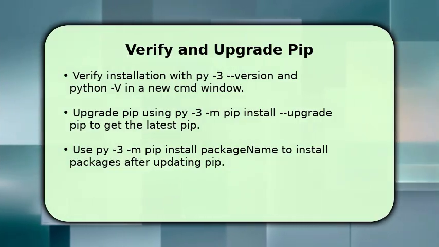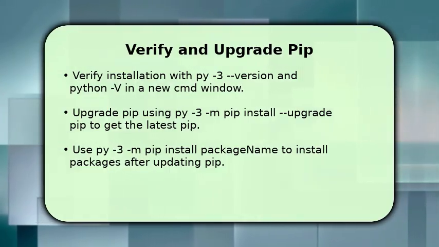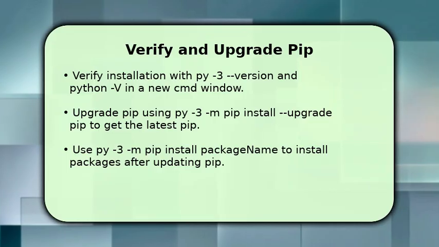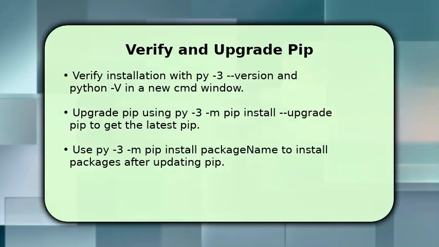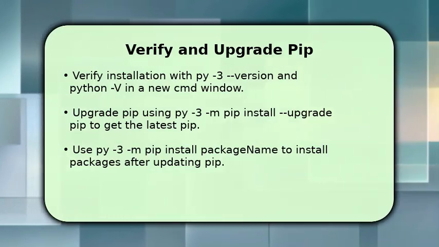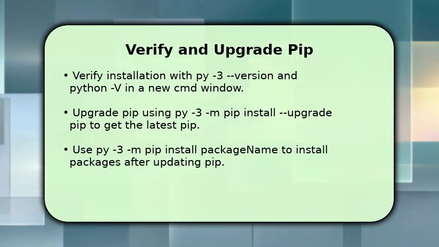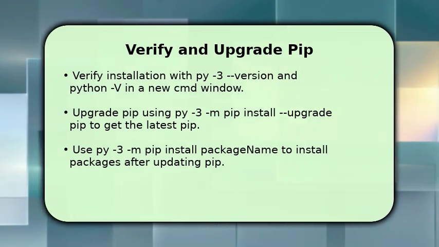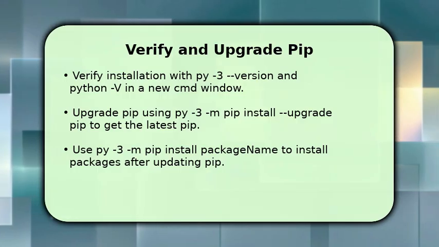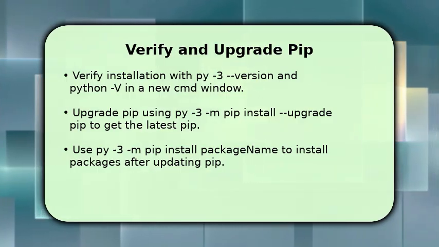Verify installation by typing pip3 --version and python -V and pressing Enter. Confirm the version matches the installer, for example 3.11.6. Upgrade pip immediately by running python -m pip install --upgrade pip in CMD. Wait for pip to update and read any post-install messages.